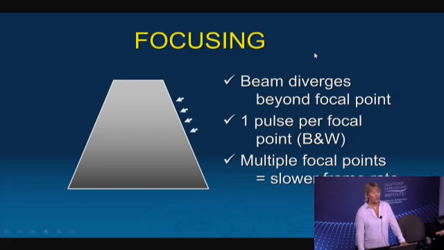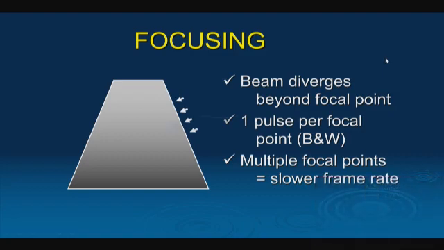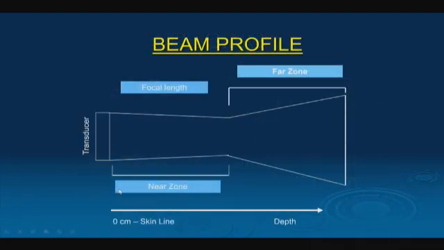Once you've adjusted your depth and you have your image on there appropriate, the next thing is that you're setting your focus control. When you look at an ultrasound beam as it comes out of the transducer, it doesn't just come out in a straight line. It comes out and then gradually diverges. And we call that the near field and the far field.